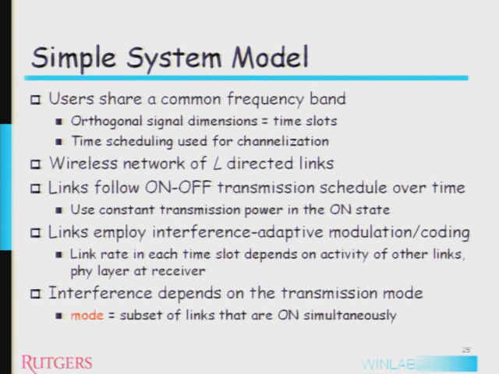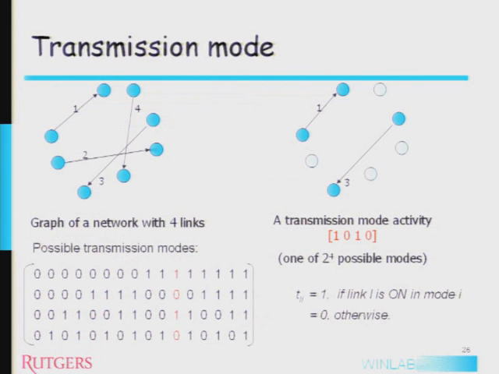Escape. So, the interference depends on the transmission mode. A mode is just a subset of links that are on simultaneously. Here's an example. Let's consider a four-link network, numbered 1, 2, 3, 4, and possible transmission modes are 0 when it's off, and 1 when it's on. And here's an example mode, 1, 0, 1, 0, where links 1 and 3 are on. And here is the transmission mode matrix.